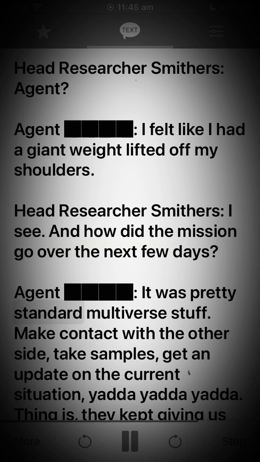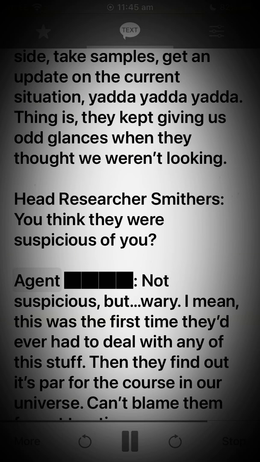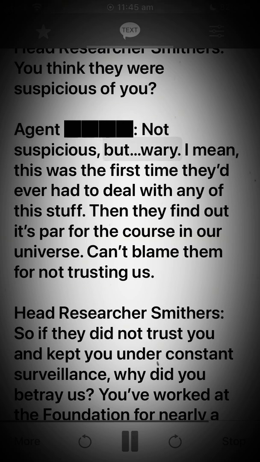Agent: It was pretty standard multiverse stuff. Make contact with the other side, take samples, get an update on the current situation, yada yada yada. Thing is, they kept giving us odd glances when they thought we weren't looking. Head Researcher Smithers: You think they were suspicious of you? Agent: Not suspicious, but wary. I mean, this was the first time they'd ever had to deal with any of this stuff. Then they find out it's par for the course in our universe. Can't blame them for not trusting us.